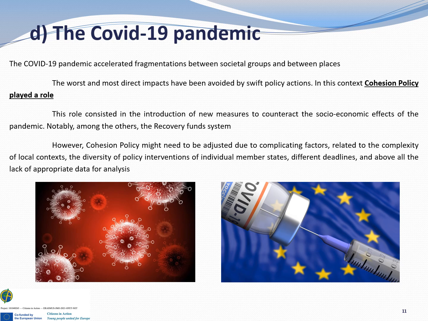However, cohesion policy might need to be adjusted due to complicating factors related to the complexity of local context, the diversity of policy interventions of individual member states, different deadlines, and, above all, the lack of appropriate data for analysis. Indeed, a cohesion policy reform should focus on addressing the underlying problems, involving more strategic planning, fostering simplification, but with stricter controls when the corruption risk is high, increasing the interregional focus and exploring synergies with other European Union and national programs.